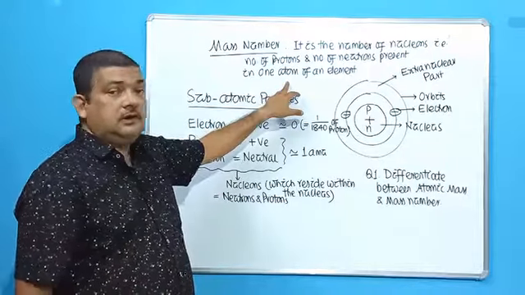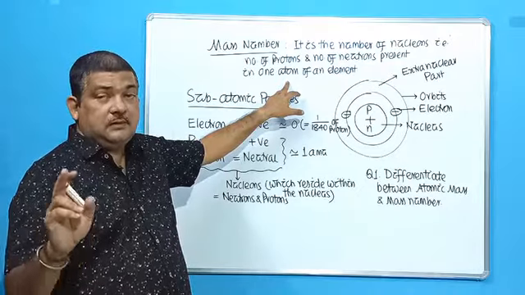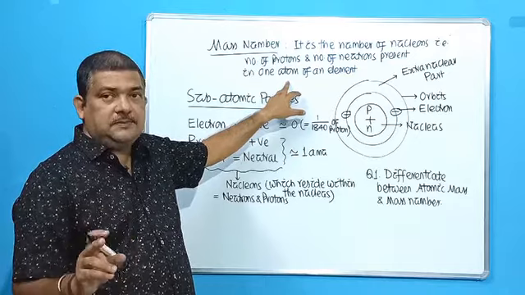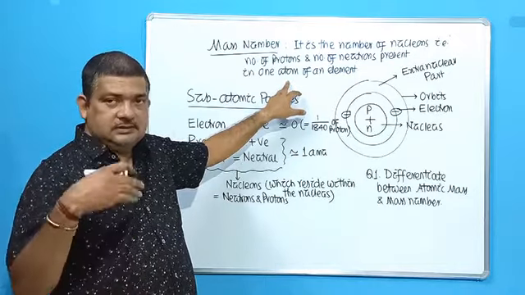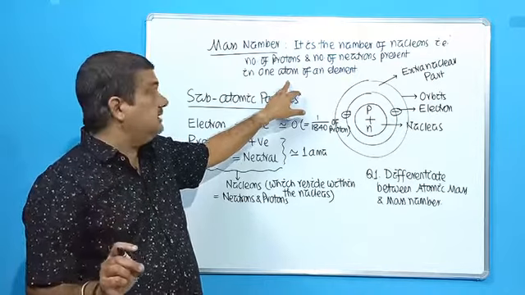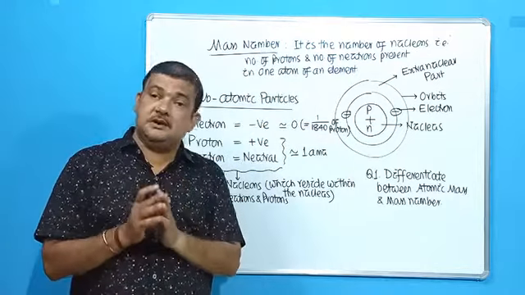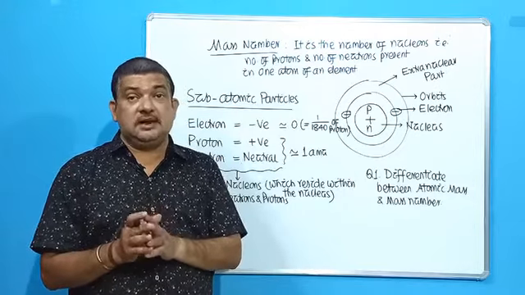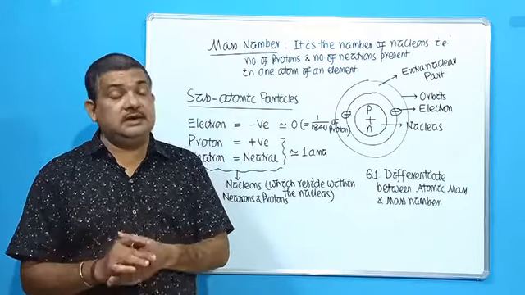Now nucleons will always be in whole numbers. Neutrons or protons cannot be present in decimals. So the number of neutrons and protons will always be a whole number. That means mass number is always a whole number. And atomic mass may be a whole number, may be in decimals.